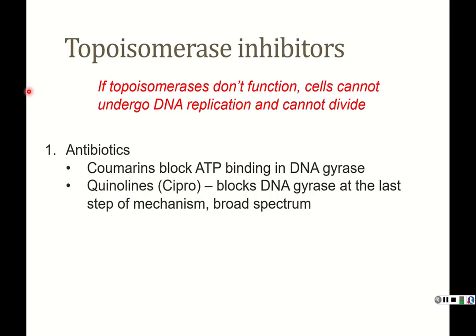Right, there's actually inhibitors made for topoisomerases, right? Because if these topoisomerases don't function, cells can't undergo DNA replication and they can't divide. Okay, so that's pretty big, right? So what circumstances would you want this to happen? Well, if you have a bacterial infection, right? The bacteria cells are going to be dividing much faster than your cells. So if you can make a topoisomerase inhibitor specific to the bacteria cells, that would be a very good target for an antibiotic. Okay.